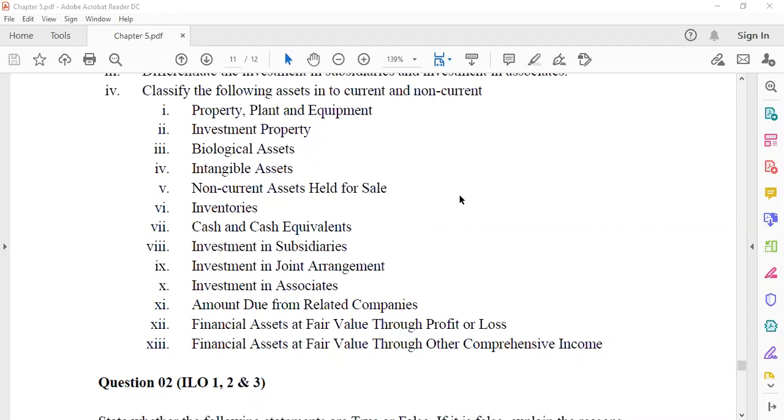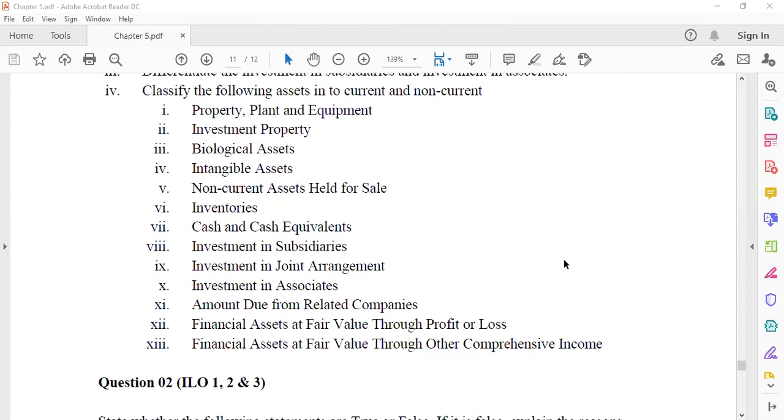Investment property, what we have just discussed. Where should you show this investment property in the statement of financial position? Is it under current assets or non-current assets? It's non-current, yes. Biological assets. What do you mean by biological asset? A living animal or plant used for an agricultural purpose.